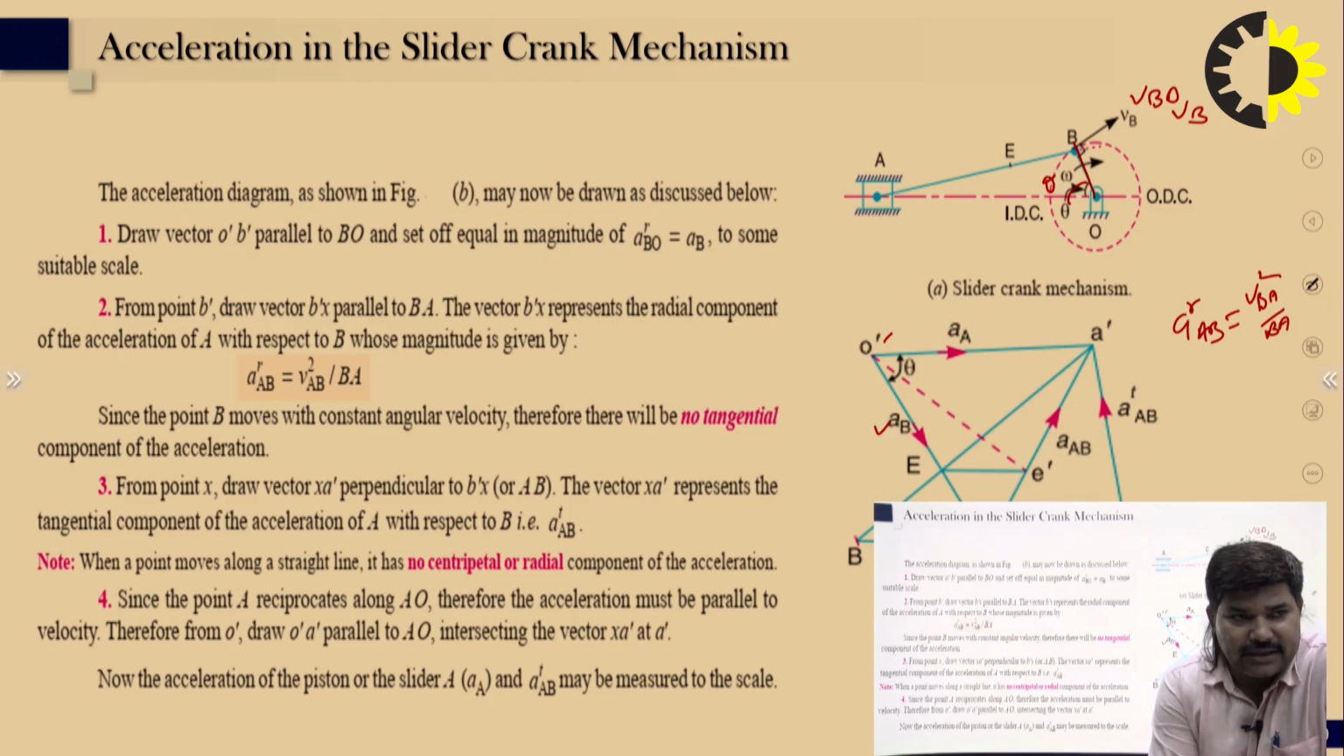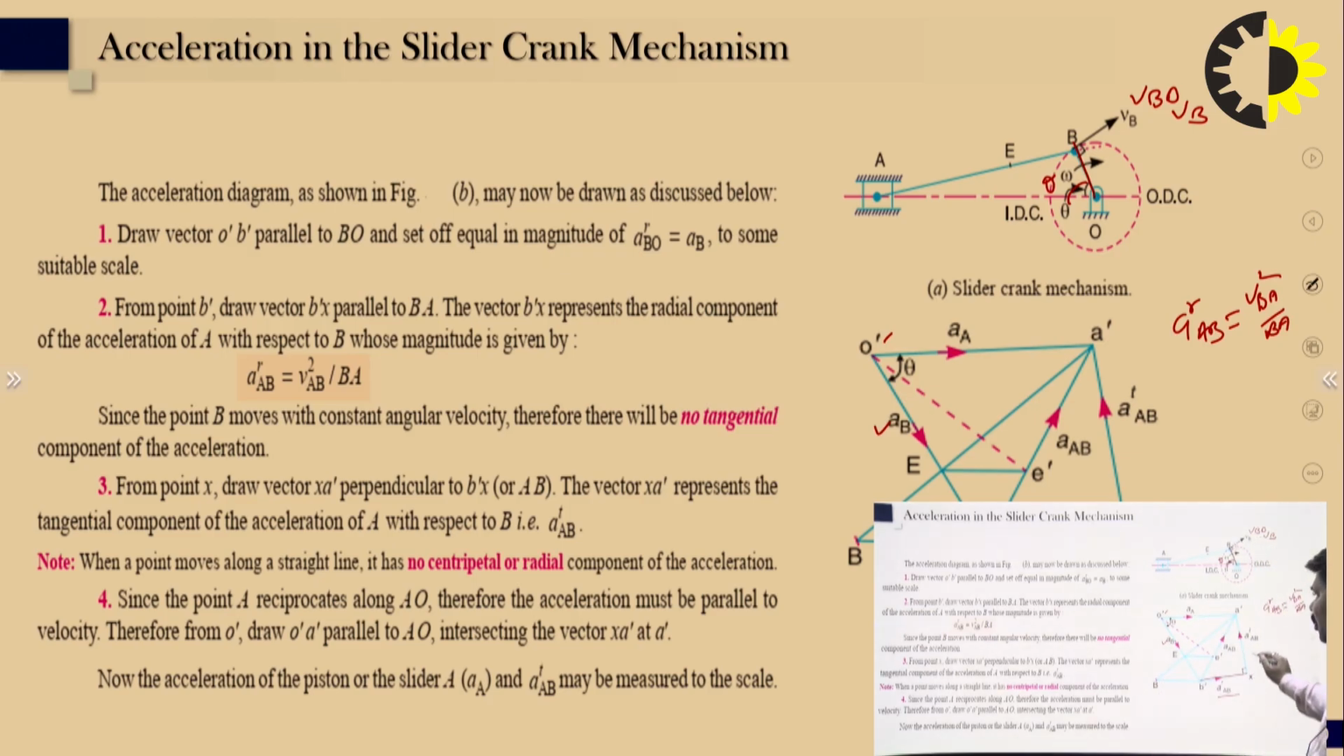This vector x A dash represents the tangential component of acceleration of A with respect to B, that is ATB. So, from x we draw the perpendicular to the link AB. This value B dash x represents the radial acceleration, and x A dash represents the tangential acceleration.